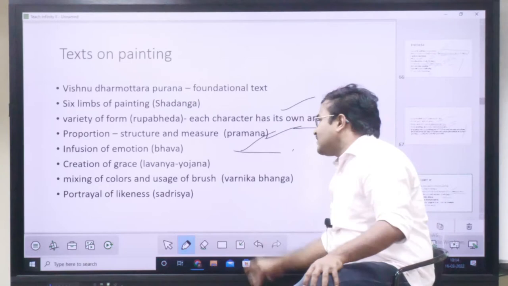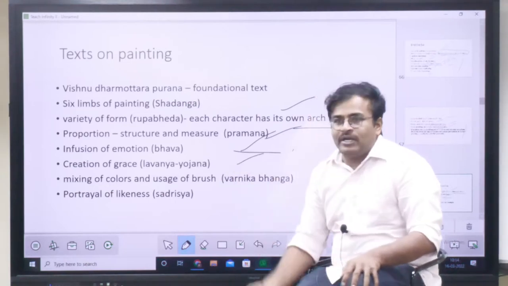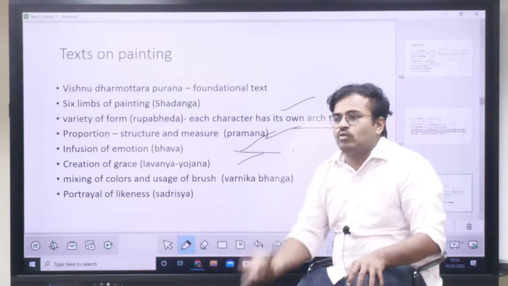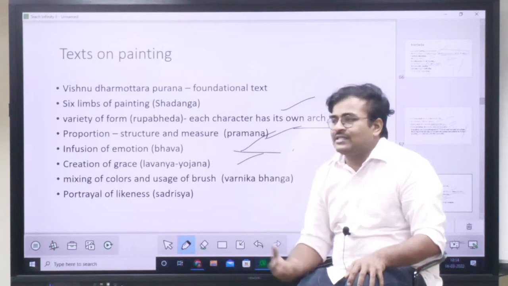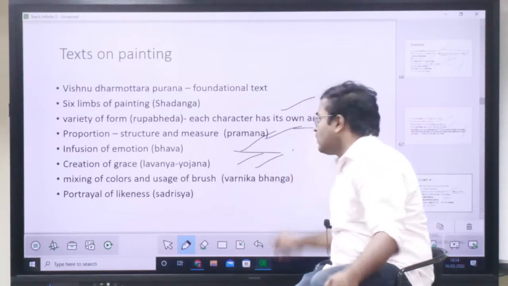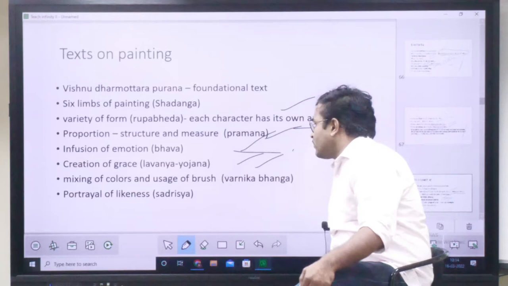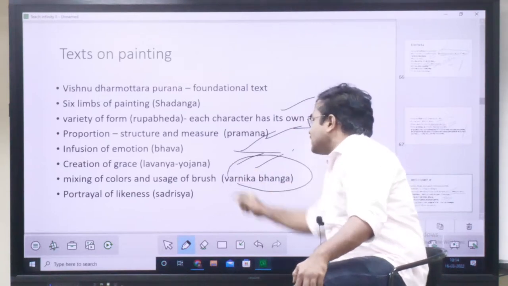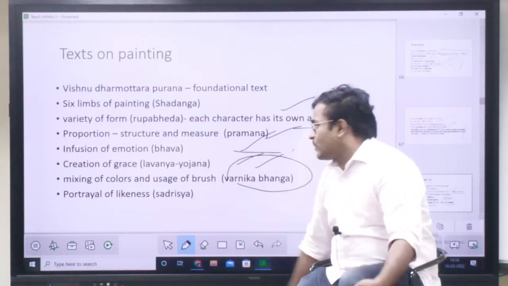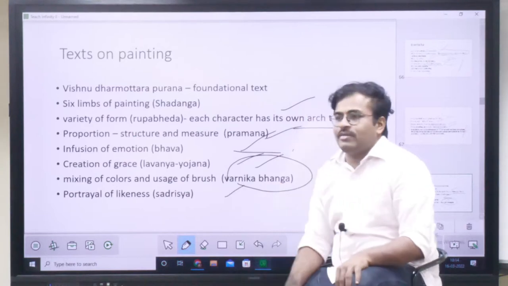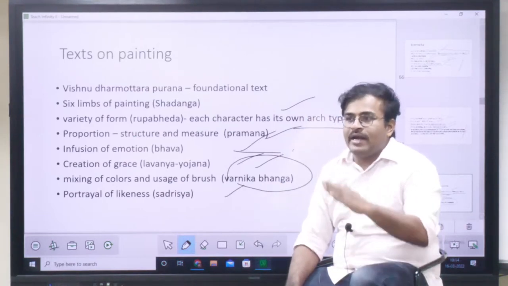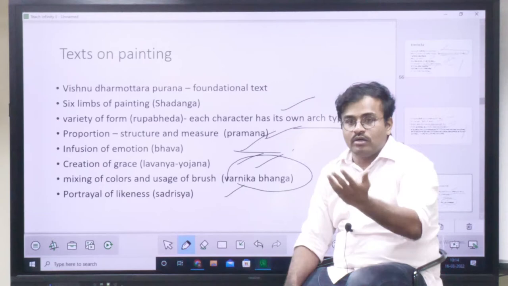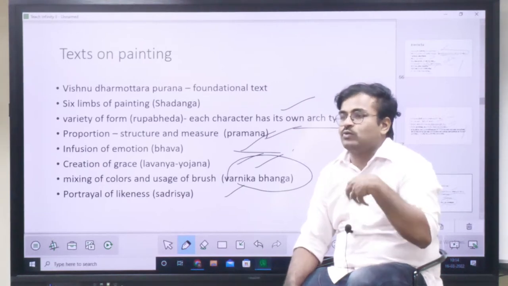Then, apart from these three, the fourth one is grace in painting. Whatever is present, finally, grace is the most important thing. And when it comes to grace, grace is known as Lavanya Yojana. Then the color composition which has to be used is also laid down, which is known as Varnika Bhanga. And the last one is Sadrishya. Sadrishya means if you are able to replicate an image as it is present.